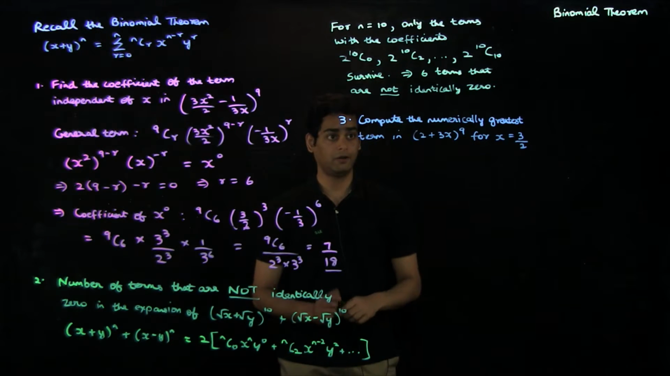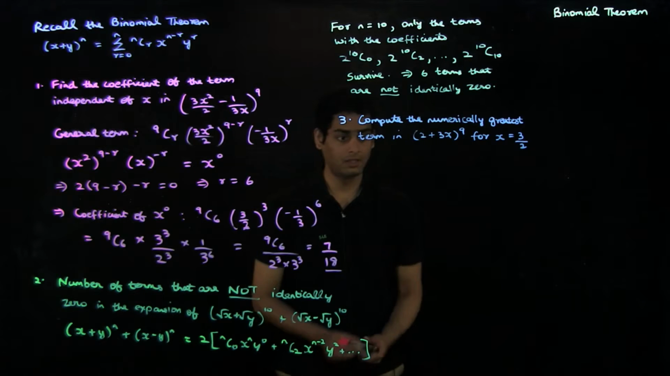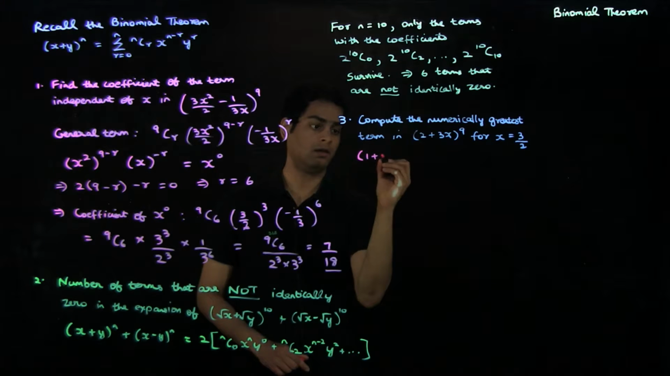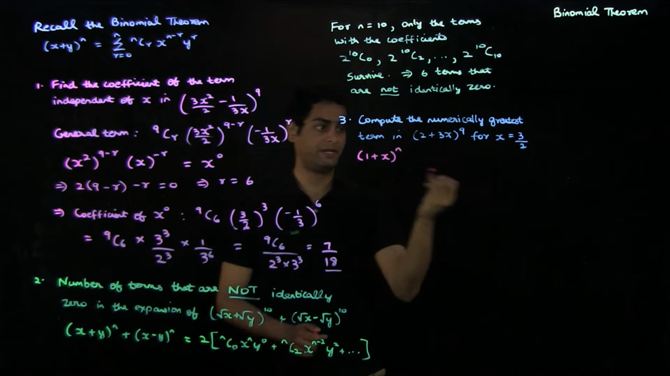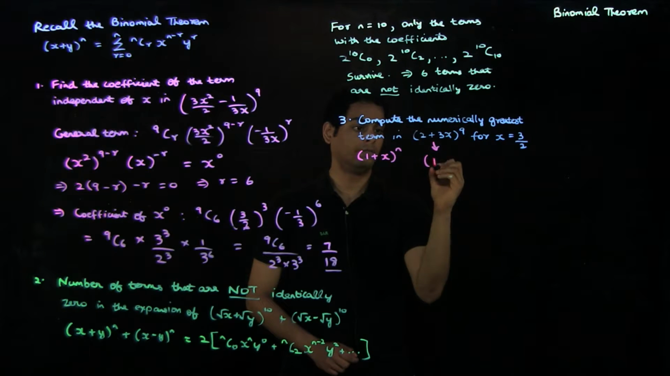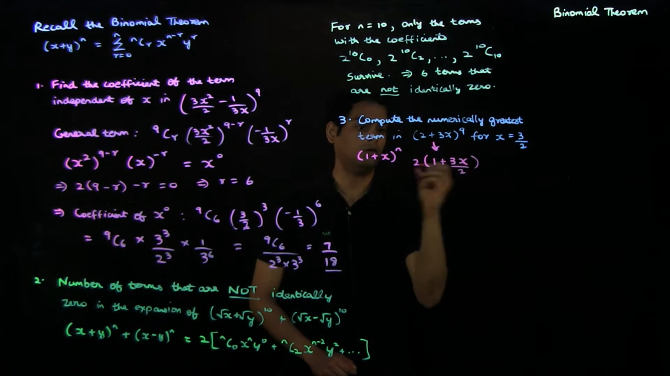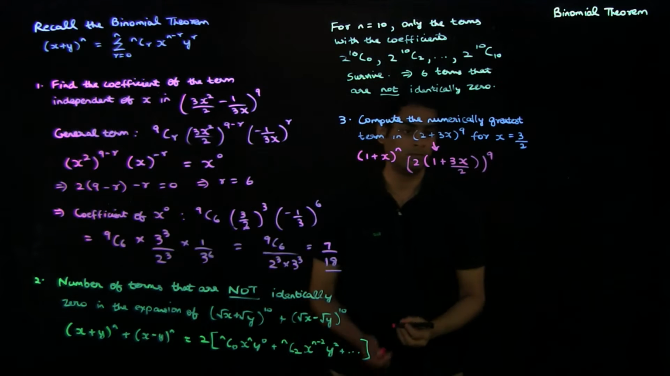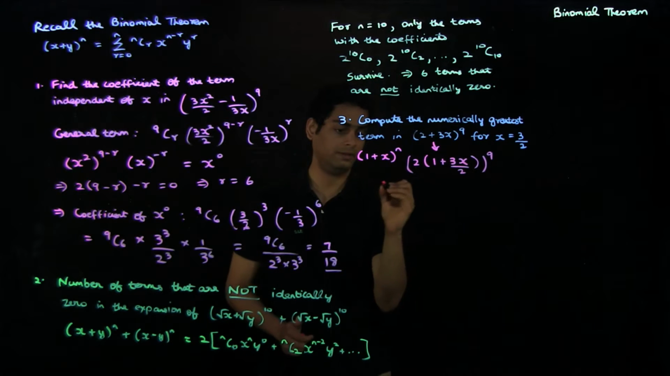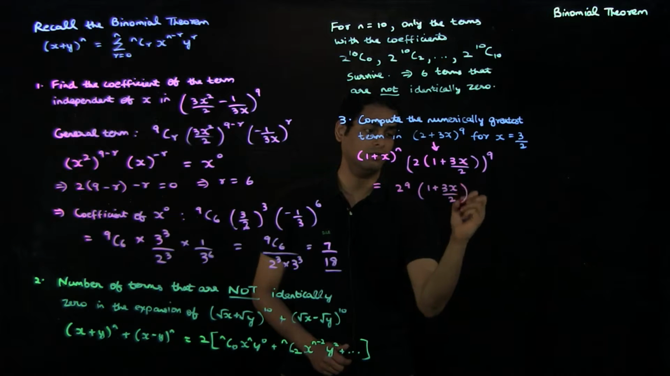So whenever you're asked to compute the numerically greatest term in such a general expansion, the first step would always be to re-express your general term in the form of (1 plus x) whole power n. So for this case, we would have 2 times (1 plus 3x by 2) whole power 9. So this is again re-expressed in this form, and you can just take the 2 out of the term, and that will give you 2 power 9 times (1 plus 3x by 2) whole power 9.